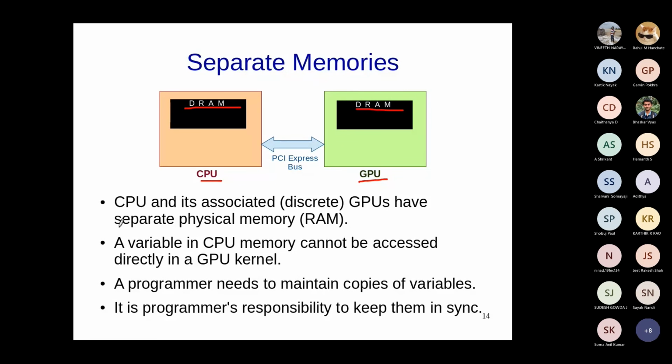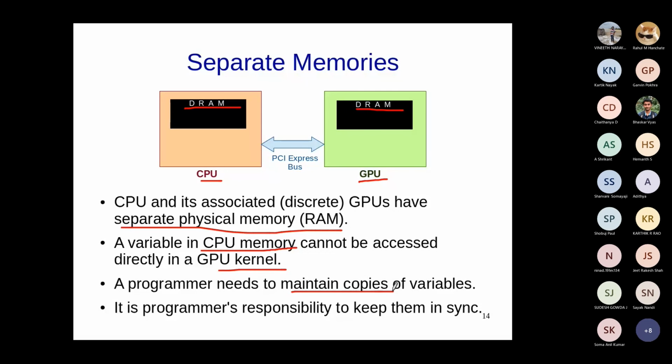So they have separate RAMs, the two devices. A variable in CPU memory cannot be accessed directly in the GPU kernel. There are exceptions to this, but this is what is probably best to remember at this stage. And therefore, it becomes an onus on the programmer to maintain copies of the variables and also to keep them in sync. Okay. So that becomes a little complicated for the programmers.